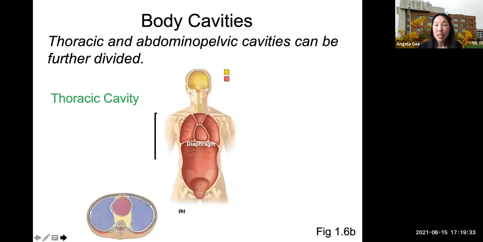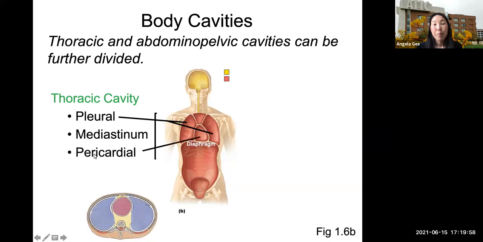Now notice the thoracic and abdominal pelvic cavities are rather large, so we can actually even divide those even further. The thoracic cavity, which has the heart and the lungs, actually has separate cavities for each of those. So the pleural cavity shown here is the cavity that contains your lungs. Anytime you see the word pleural or pleura, that's referring to lungs. The pericardial cavity in the center has the heart inside of it. Anytime you see the word pericardial or pericardia, that refers to the heart.